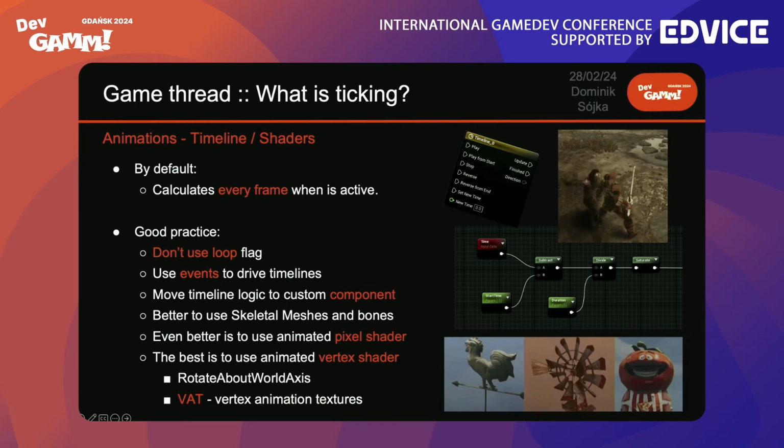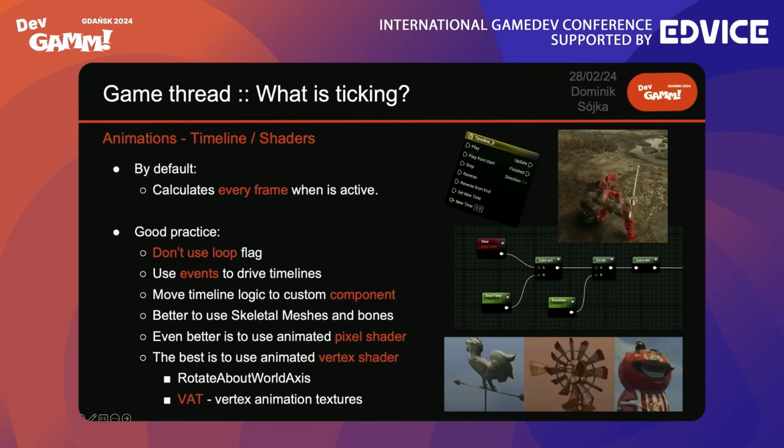Another animation approach that is very common is using timelines in the code. I believe many indie studios are doing that. Timelines are not great because they always calculate every frame, and you don't have control over intervals. So never use a loop flag in the timelines. It's really hard to find that later. Use events to drive timelines. But in general, I would suggest just don't use timelines. Move the timeline logic to custom components.